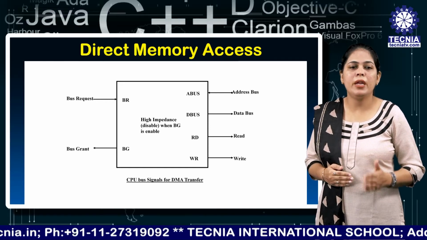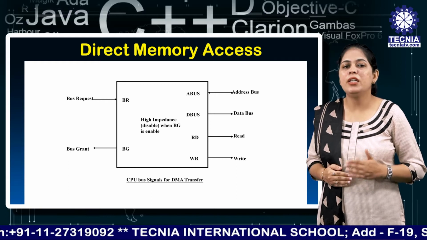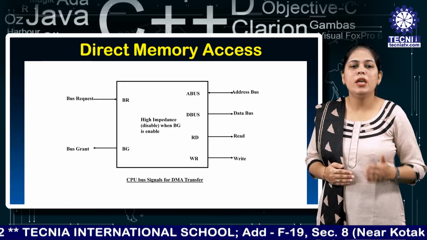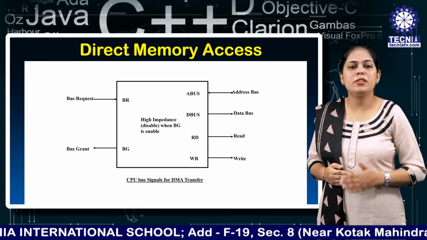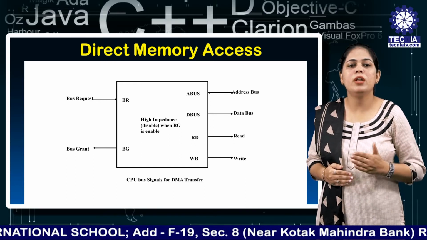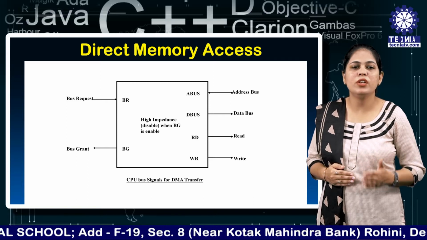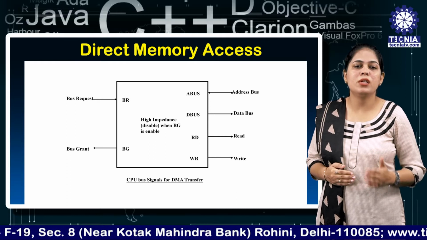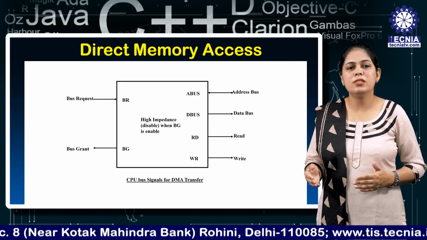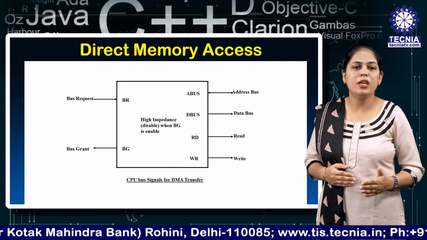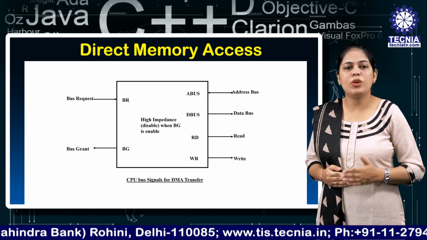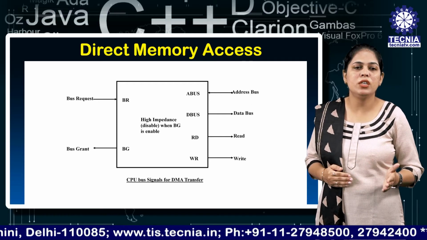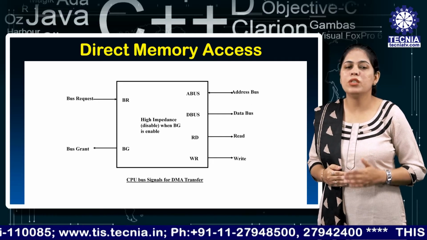The transfer can be made in several ways, that are DMA burst and DMA cycle stealing. In DMA burst transfer, a block sequence consisting of a number of memory words is transferred in a continuous burst while the DMA controller is master of the memory buses. Second is cycle stealing. Cycle stealing allows the DMA controller to transfer one data word at a time, after which it must return control of the buses to the CPU.